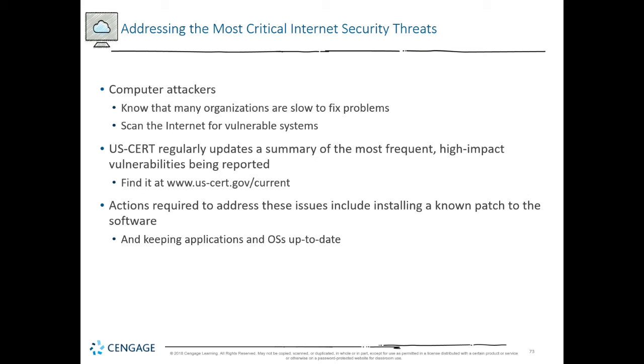Addressing the most critical internet security threats. Computer hackers know that many organizations are slow to fix problems. They scan the internet for vulnerable software. US-CERT regularly updates the summary of the most frequently reported high-impact vulnerabilities. Find it at www.us-cert.gov/current. Actions required to address these issues include installing a known patch to the software and keeping applications and OSs up to date.